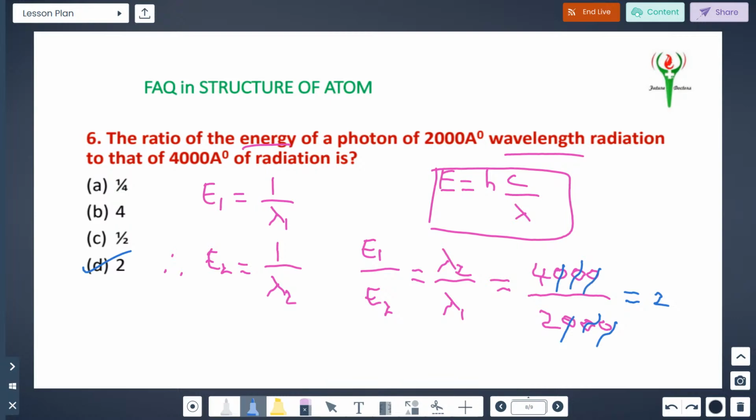Ratio only they are asking. So sometimes E1 is equal to 2 times E2. Understood? The same thing we can write. How many times? If they want to compare, that type of question also they ask. How many times are E1 and E2 related? 2 times. Understood? Are you following? It's a simple one. So just know the formula. Understood?